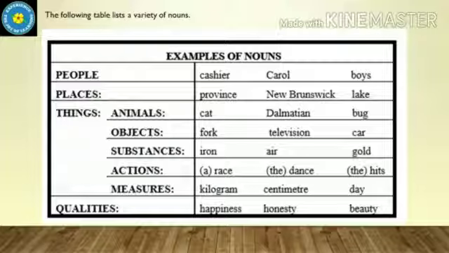Sometimes we have doubts whether the word given is a noun or not. To make it easy for you, I have given you a tabular column to identify nouns. A noun can be the name of a person, a place, an animal, or an object, even substances, and sometimes actions and measures. Measures is nothing but the way you measure an object, like length, kilogram, centimeter, a day, and even qualities: happiness, honesty, beauty. This is how we can identify whether the given word is a noun or not.